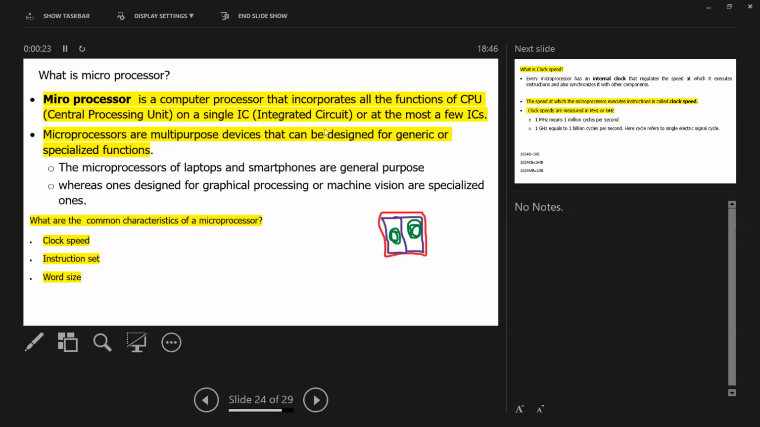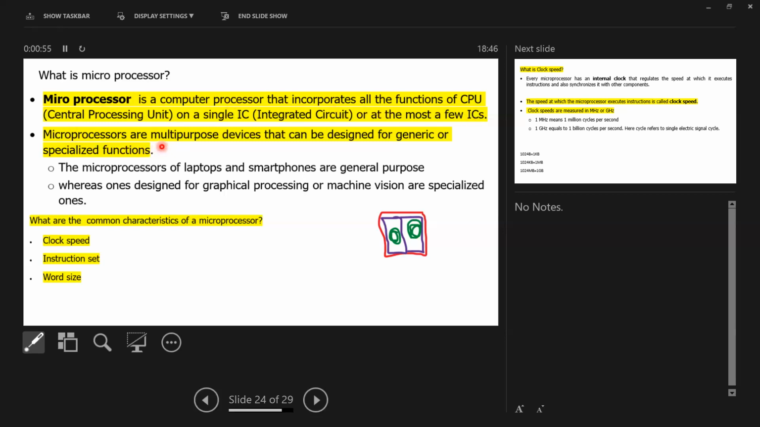When we consider the microprocessor, a microprocessor is a processor that incorporates all the functions of the CPU. That means it is going to control and handle all the functions of the CPU. CPU means central processing unit, on a single IC, meaning integrated circuit, or at the most a few ICs. There can be several ICs also.